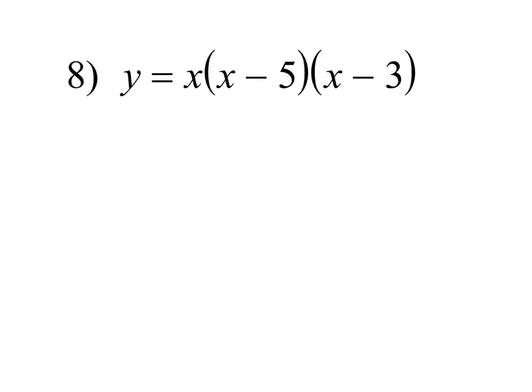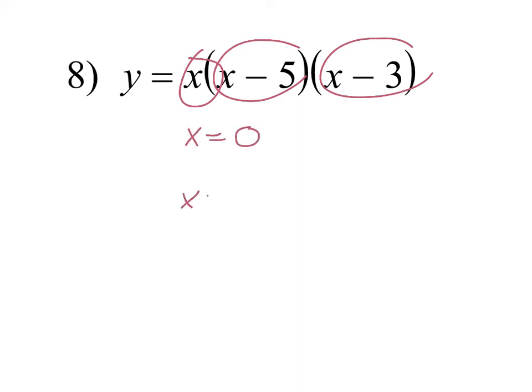Number 8. Miguel, what do we do first? I'm not sure. What did you do first in the homework? I didn't do that. Kai, what do we do first? Separate it. X equals 0. X minus 5 is equal to 0.